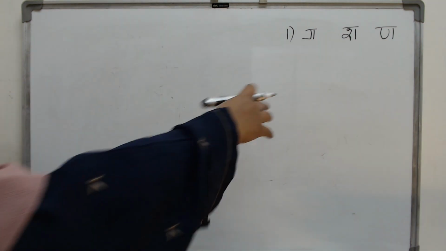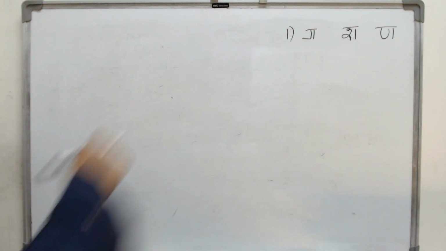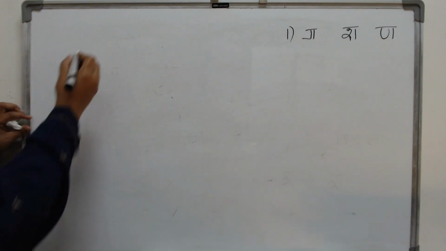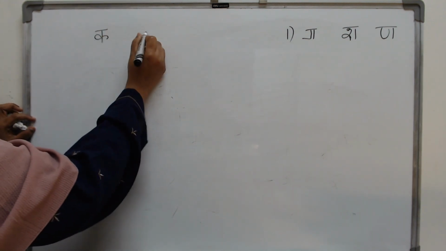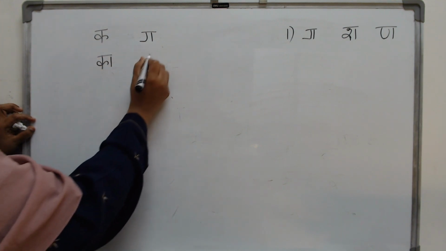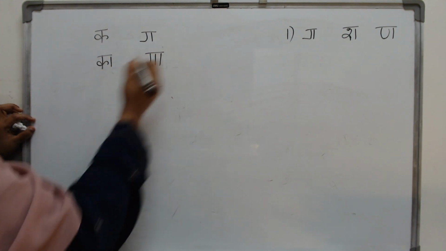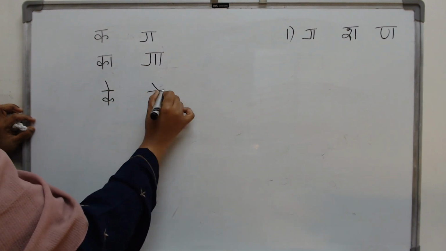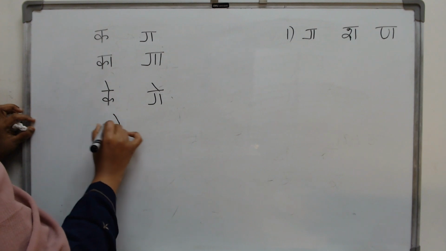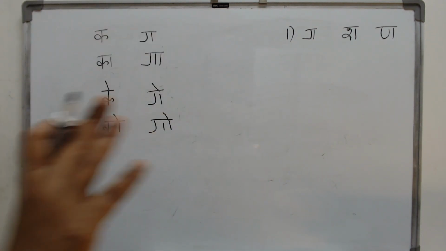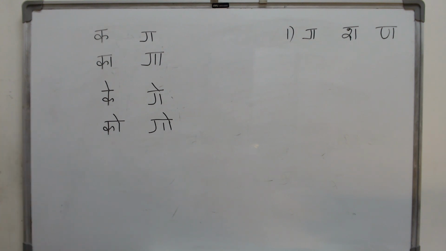In their basic form itself, they have an extra line, which means when they join with the vowels, the matras will look different. How different? Let me explain. This is Ka, this is Ga, but then if this is Ka, your Ga will look like this. If this is Ke, your Ge will look like this, and this is Ko, and this is Go. So when dealing with these 3 alphabets, remember that you are dealing with one extra line.